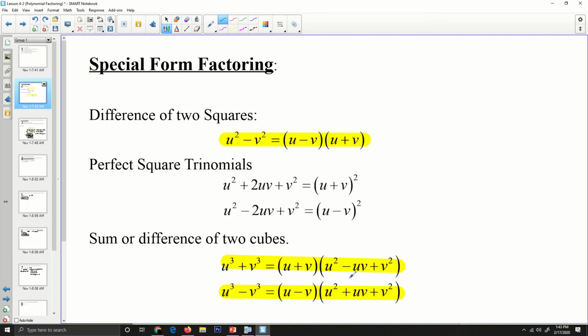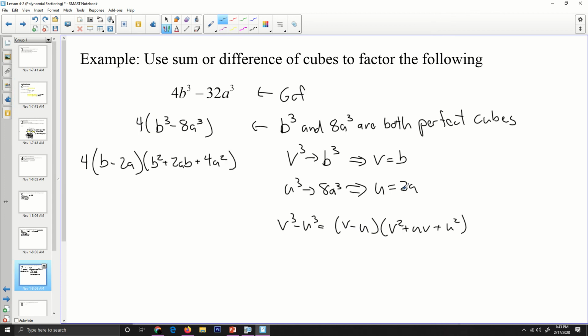Now, this tells me that this is the smallest I can factor this. This part right here is irreducible over the real numbers. So since they're not asking us for solutions, they're just asking us for factors, we're going to leave that alone right there, and we are going to stick with this as our final answer.